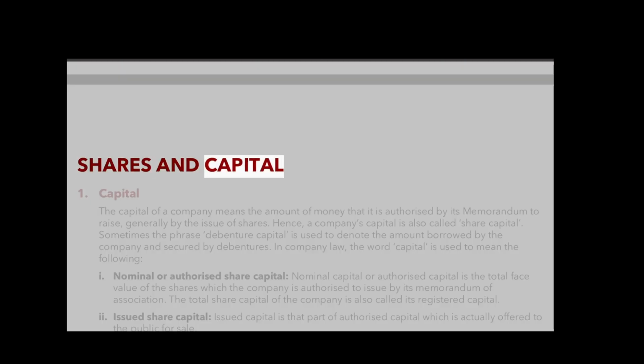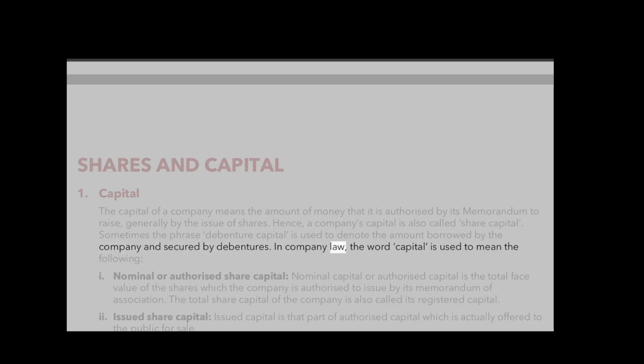Shares and capital. 1. Capital. The capital of a company means the amount of money that it is authorized by its memorandum to raise, generally by the issue of shares. Hence, a company's capital is also called share capital. Sometimes the phrase debenture capital is used to denote the amount borrowed by the company and secured by debentures.